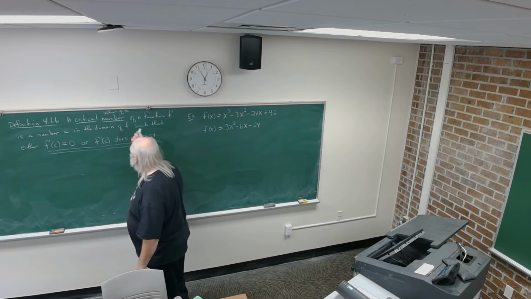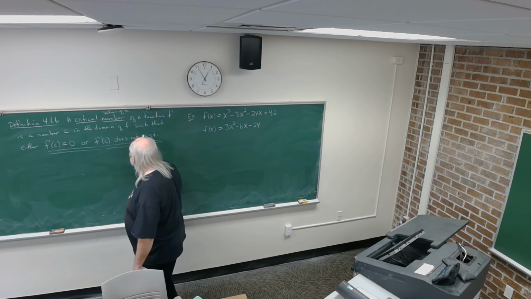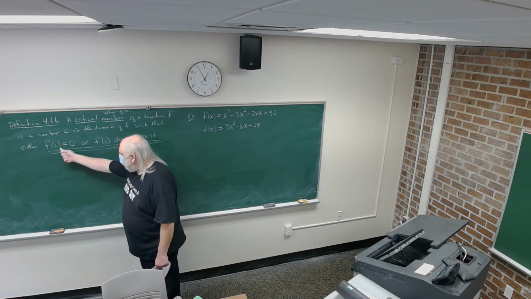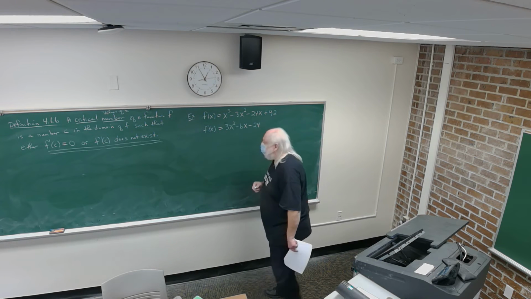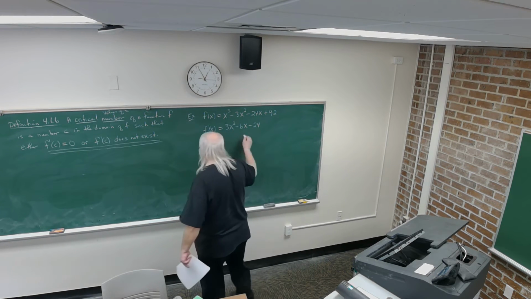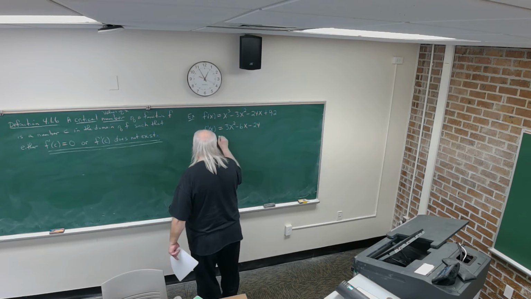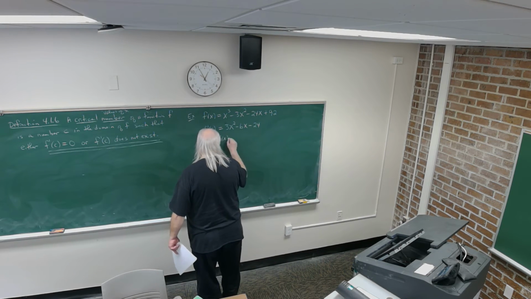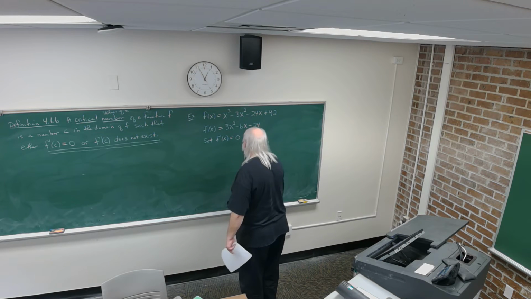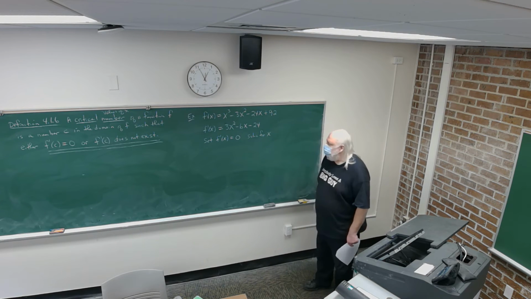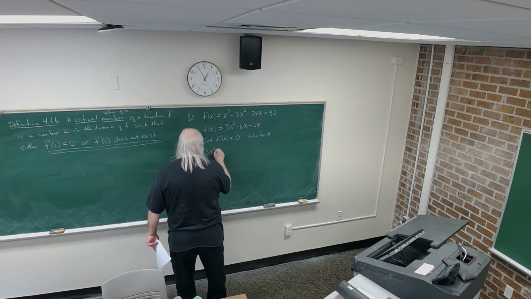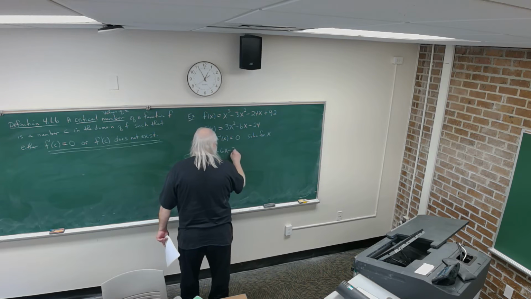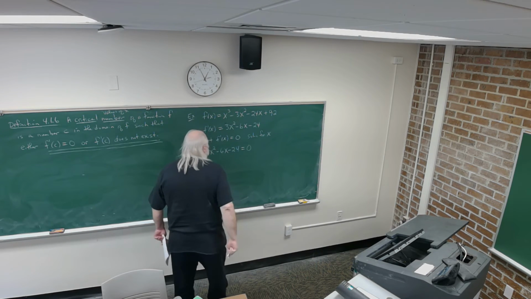So a critical number of a function f is a number c in the domain of f such that either the first derivative at x equals c is 0, or the first derivative at x equals c does not exist. So to find the critical numbers, we set f prime of x equal to 0 and solve for x. Okay. So we have 3x squared minus 6x minus 24 is equal to 0.